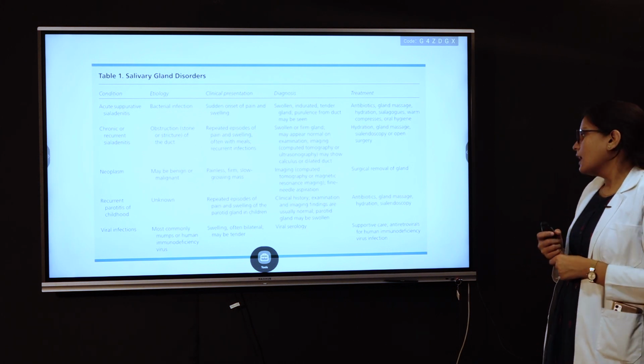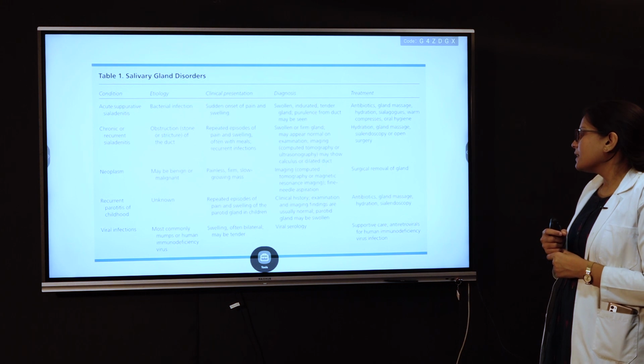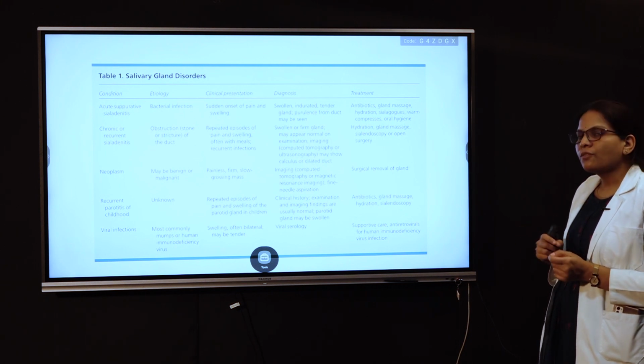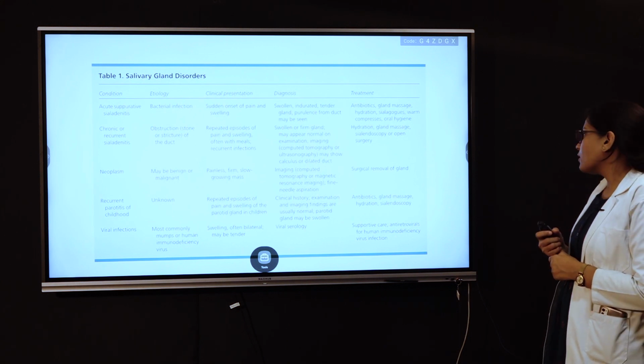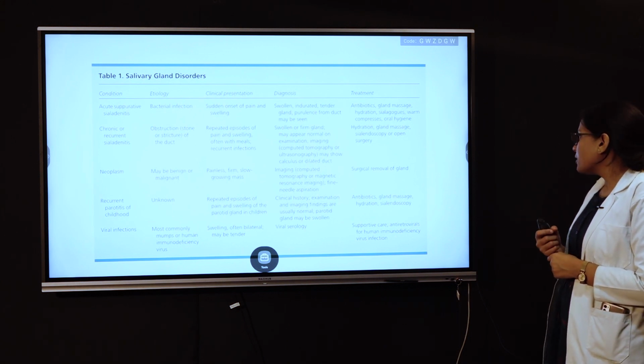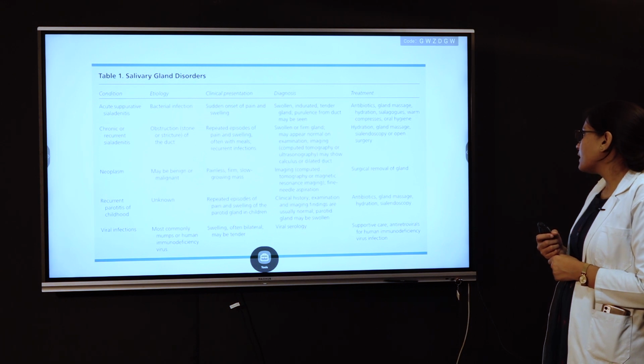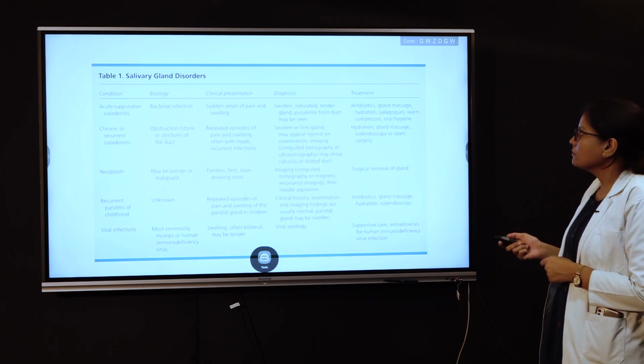The next is your viral infection, where the most commonly seen viral infections are mumps or HIV virus affected salivary gland disorder. There is a swelling often involving the bilateral salivary glands, and the diagnosis is confirmed by viral serology, and the treatment is aimed at supportive care, and antiretroviral therapy for HIV induced viral infection.